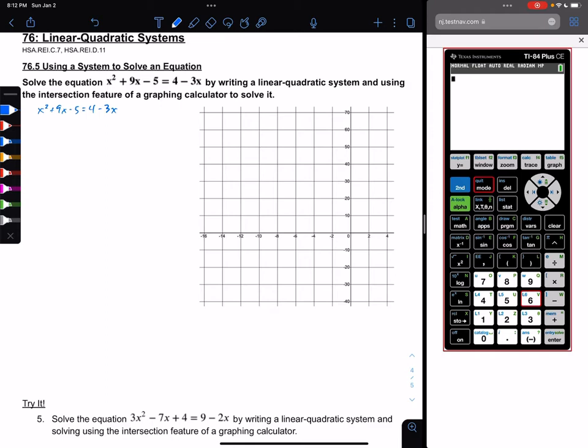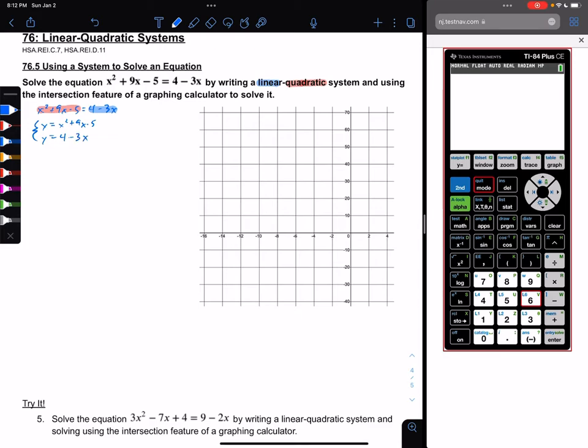Since we're looking at a linear quadratic system, the linear side would be this 4 minus 3x, and the quadratic side would be this x squared plus 9x minus 5. So I'm going to rewrite my system as y equals x squared plus 9x minus 5, and y equals 4 minus 3x, which we're allowed to do.